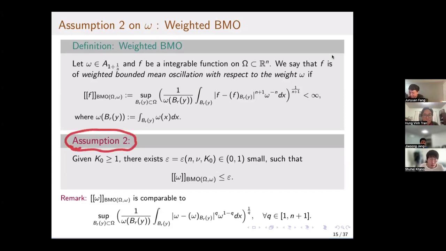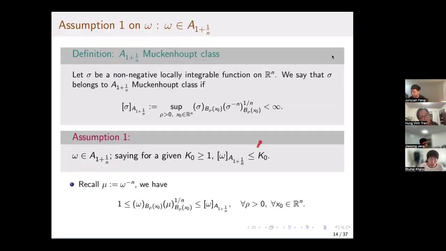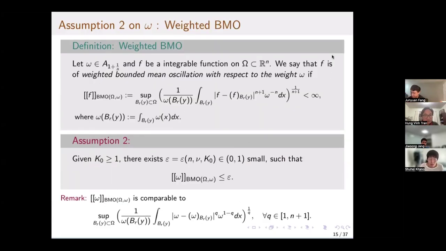The second assumption, given this definition, is that for some given k naught, where k naught tries to control this quantity, we have some epsilon dependent on n, nu, and k naught that is small, such that if we put omega into this position, the weighted mean oscillation with respect to omega of omega is less than epsilon. Okay, we need this condition.